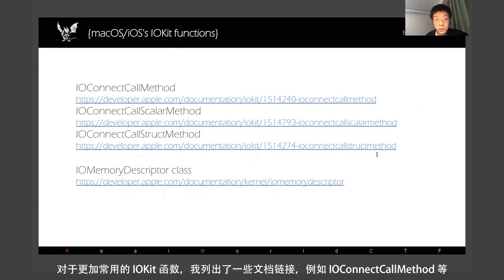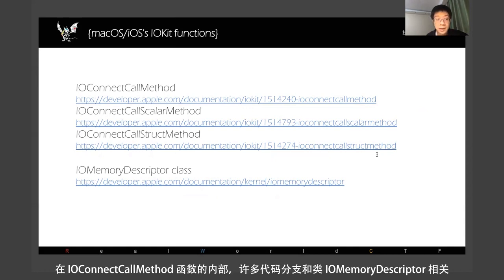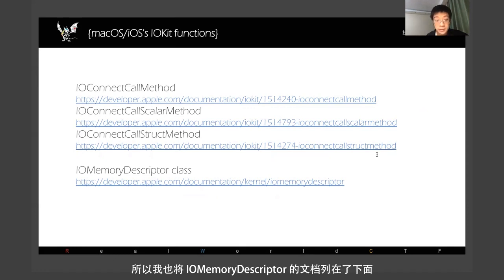For the more commonly used IOKit functions, I have listed some links such as IOConnectCallMethod. Inside the IOConnectCallMethod function, many code branches are related to the class IOMemoryDescriptor. So I also list the IOMemoryDescriptor documentation below.